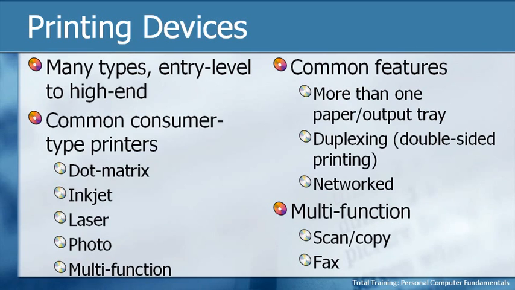So the number of paper trays that you have can be important. Otherwise, you have to switch the trays in and out or switch the paper in and out. One of my favorite features is called duplexing. This feature means the printer can print on both sides of the paper without you having to touch it.